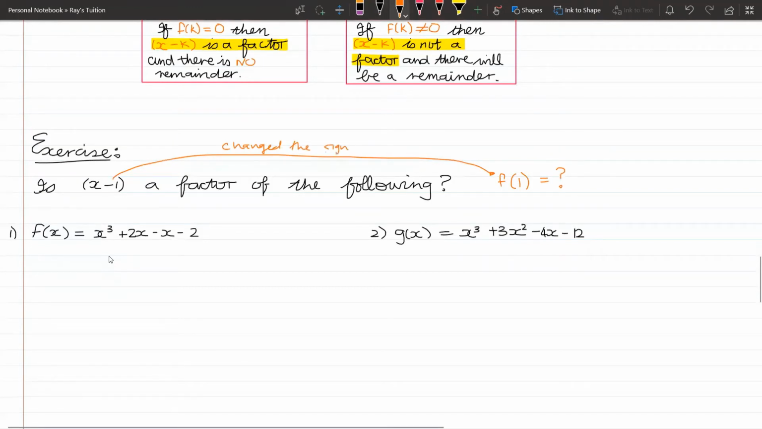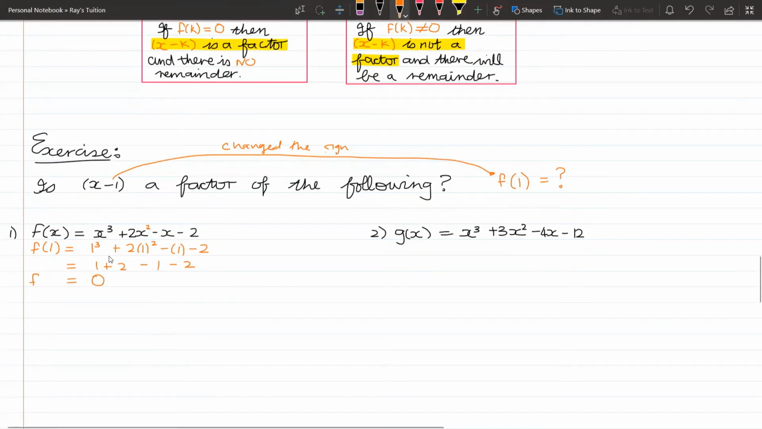So let us start with the first one. We want to calculate what is f of 1. Everywhere that we see an x, we're going to substitute 1, so plus 2 times 1 squared minus 1 minus 2. If we substitute this in, we get 1 plus 2 minus 1 minus 2. Calculating this, we get 0.